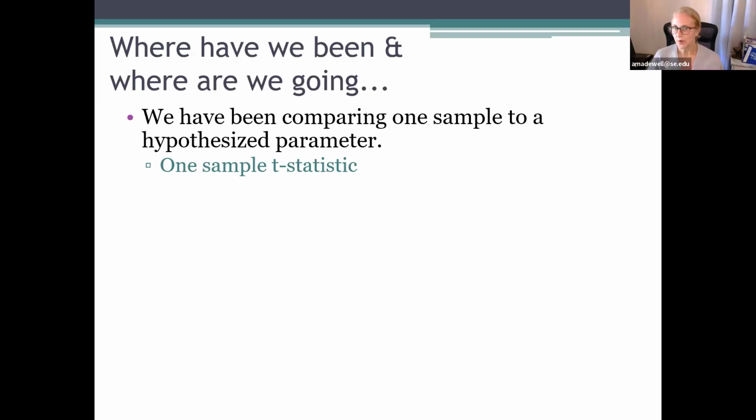And this week, your homework and your data analysis quiz 2 is all over independent samples t-tests. So let's start focusing on that.